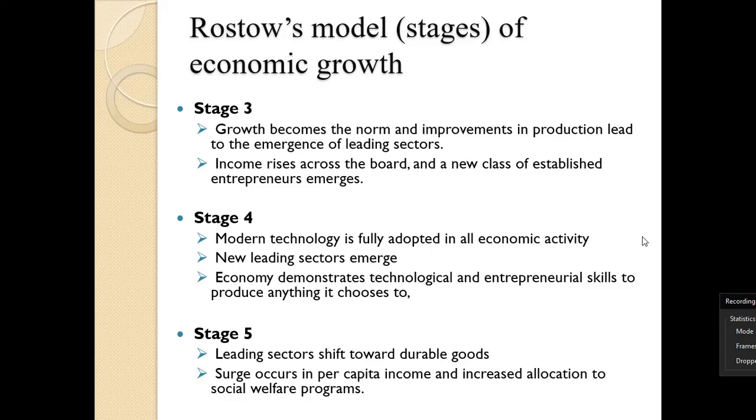And then you have stage four, where you have modern technology being adopted in all economic activities. For instance, you have people using technology for designs, technology to market, technology to study, for instance what we are using now, the online kind of delivering services and so on. And then these would lead to stage five, where you have leading sectors that work on durable goods and so on. And then you have, like, fashion and so on.